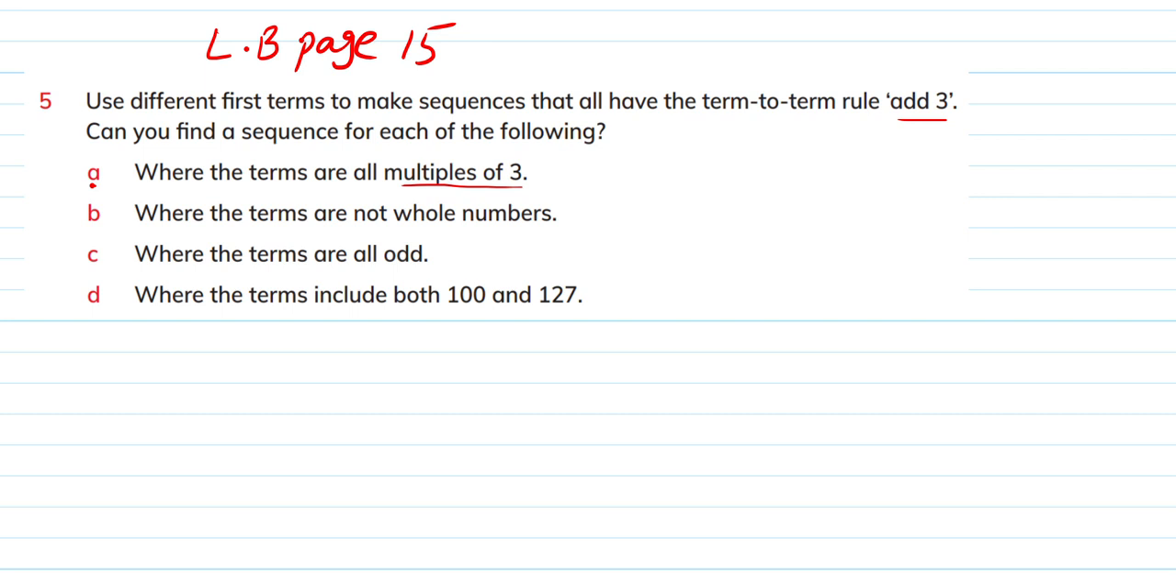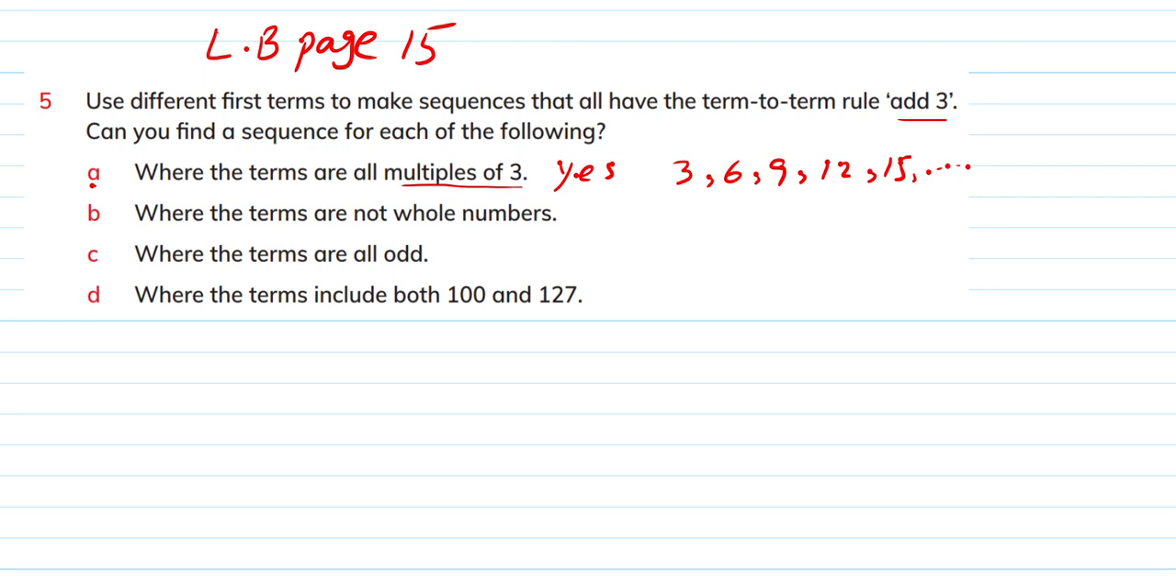All terms are multiples of 3. Yes, we can make that. Give one example of how you can make it. For example, I can say 3, 6, 9, 12, 15, like that. So many terms you can write. Look, in this sequence every term we get by adding 3, and every single term is a multiple of 3 also. So it means we can make a sequence.